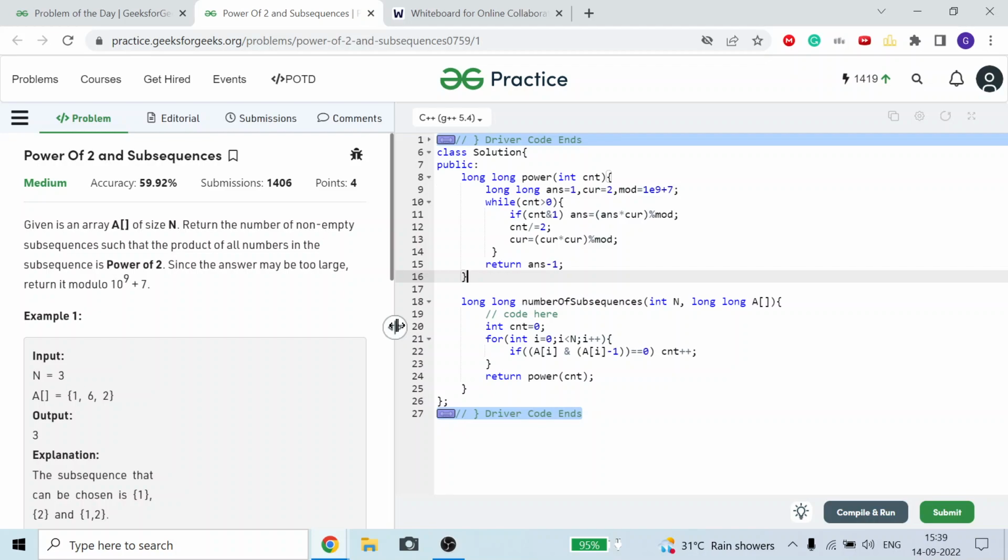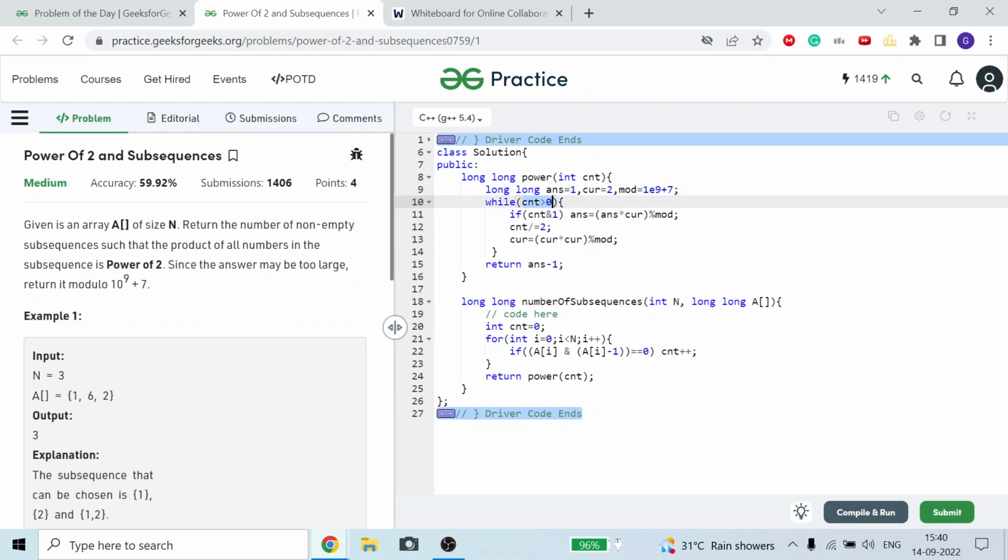Without it, you cannot solve a problem, because Codeforces and CodeChef problems will not allow you to use an O(n) loop just for calculating a power. They want a log n or a simpler, more time-reducing method to calculate these simple values of a particular function like power. So here answer is equal to 1, current is 2. Now current is the number whose power I want to find out. So I am basically finding 2 raised to the power count. Now this is my mod.